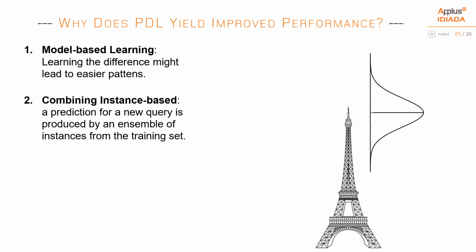Second hypothesis: averaging the predicted differences creates an ensemble effect. Imagine asking several people about the height of the Eiffel Tower. While each individual may provide an inaccurate estimate, their average is likely to be the closest to the actual height. Similarly, PDL classifiers predict multiple differences, and averaging these predictions brings us closer to the correct answer.